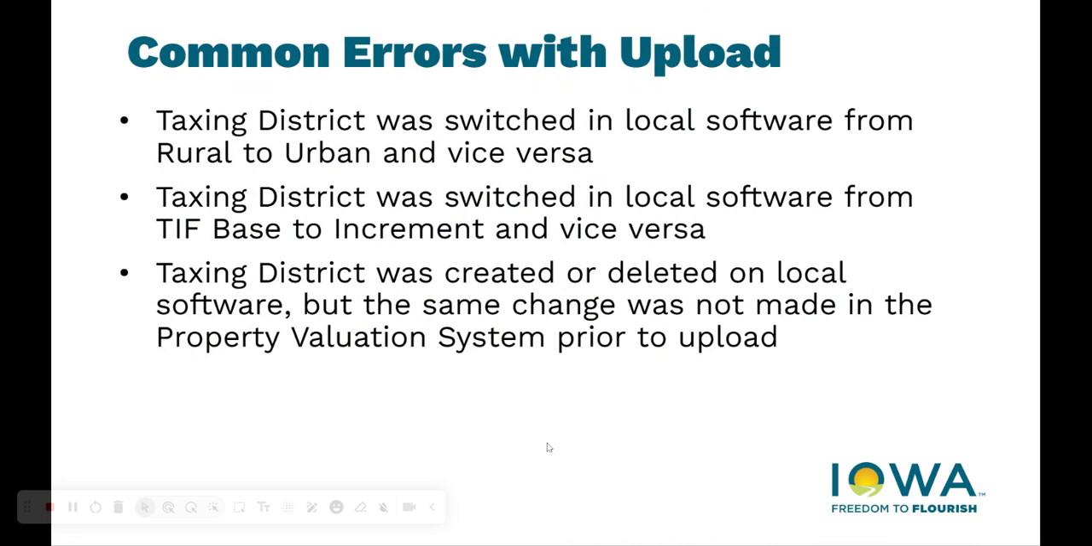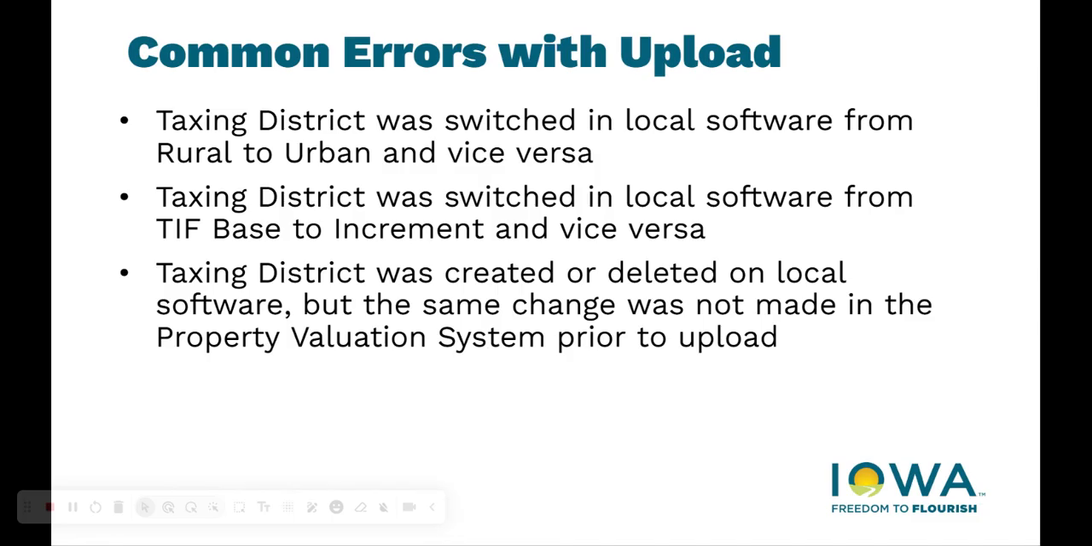Some common errors with the upload are taxing districts that were switched in the local software from rural to urban and vice versa. So if you had a taxing district 123 that for the past 10 years has been a rural district, and in this valuation year you decided to switch it to an urban district, our system is going to say, well, you can't do that. It was always a rural district. That taxing district number was a rural district. You can't just say now that it's an urban district. If you need to create an urban district, you need to assign a new number, create a new taxing district.